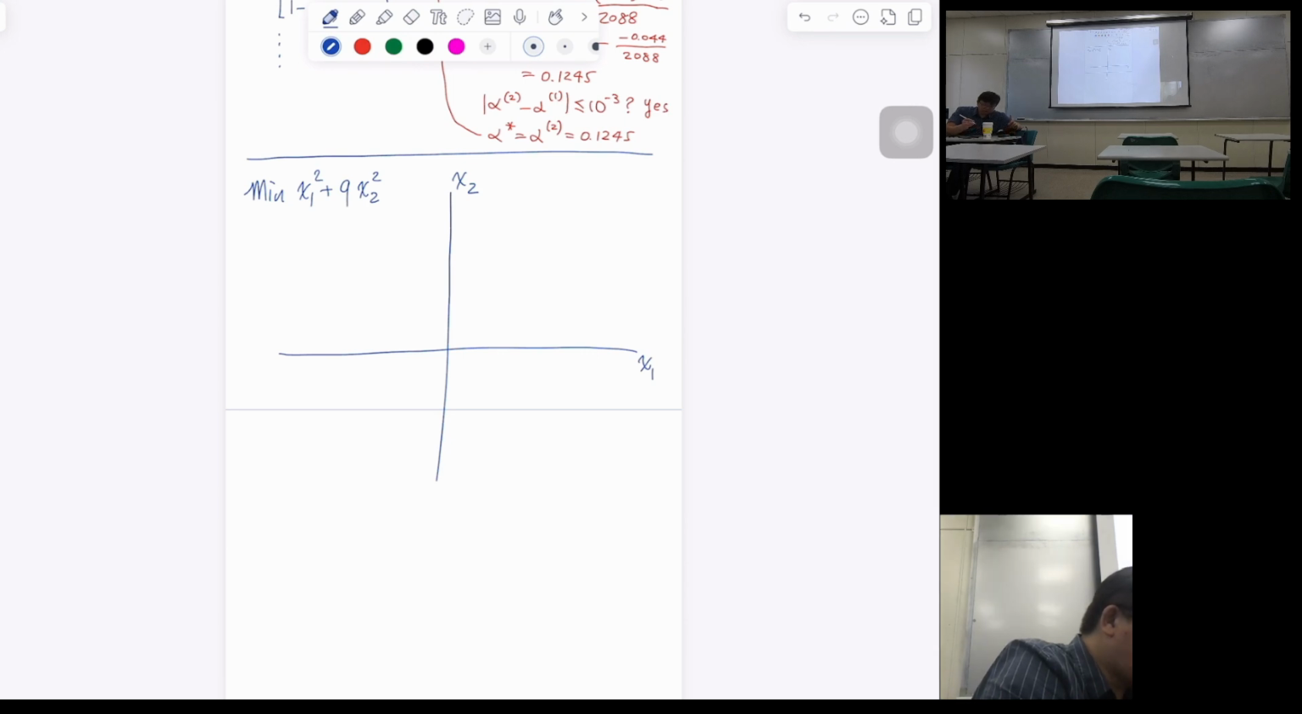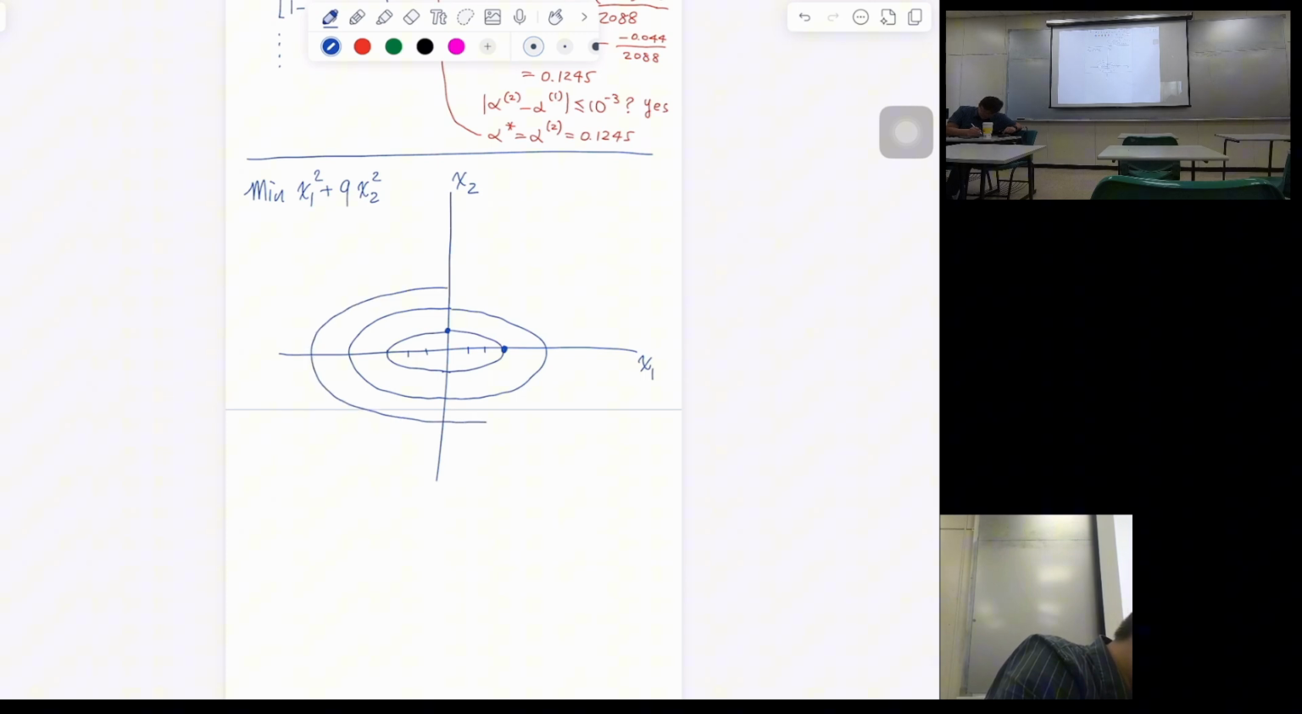So 3, 0 is a point. So this is 3, 0. 3, 0 gives me 9. 0, 1 gives me 9, right? So if I try to draw the contour of this function, it's gonna look like this, right? This will be the contour.